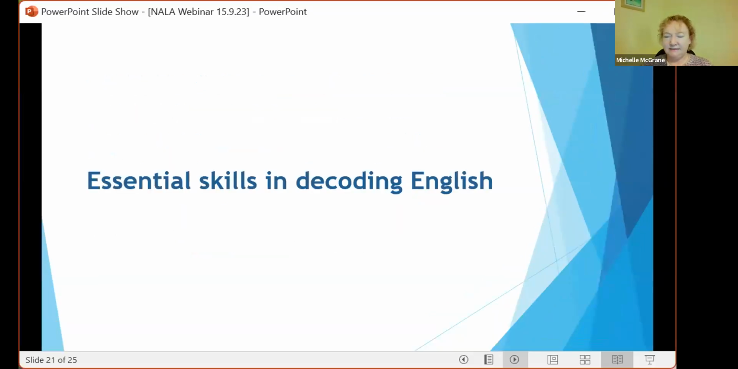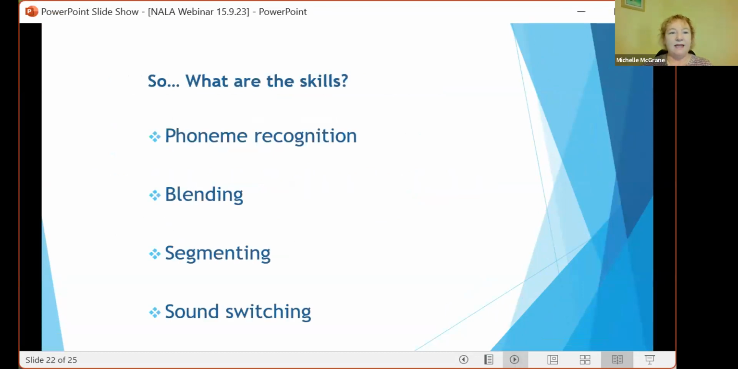There are 4 skills involved in the phonics approach, which are viewed as kind of the essential skills for reading. And they are phoneme recognition, blending, segmenting, and sound switching. And I would suggest to you that if you have a learner who is having difficulty reading, there's quite a good chance that this is where the problem is. Not always, but this may be where the problem lies.